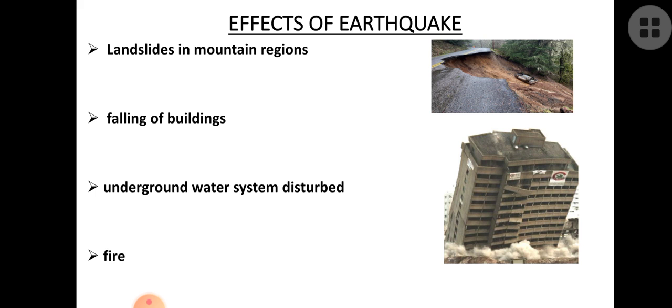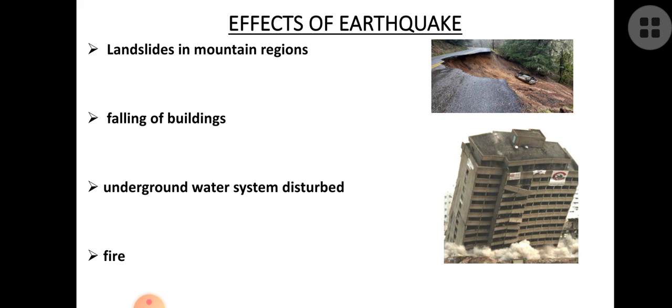Okay, now effects of earthquake. Effects means what are the changes it brings. What are the things that happen after earthquake comes. Okay. First one is landslide in mountain regions. Look at the picture. That is landslide. So land will be pushed apart, in mountain regions.